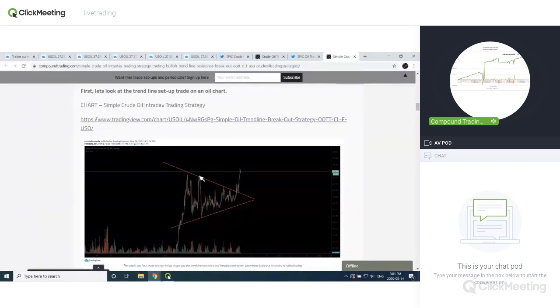So here's an example where it just creeped up a little bit and then it failed on this one. So those are 2 false breakouts, especially this one. You can see the wick on the candle. And this is where we started trading it.